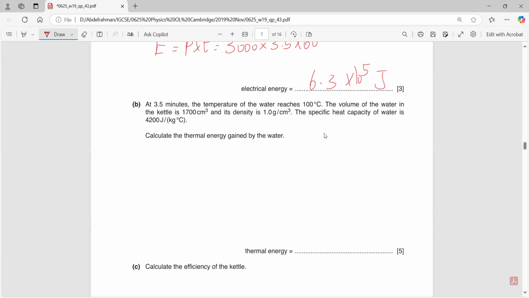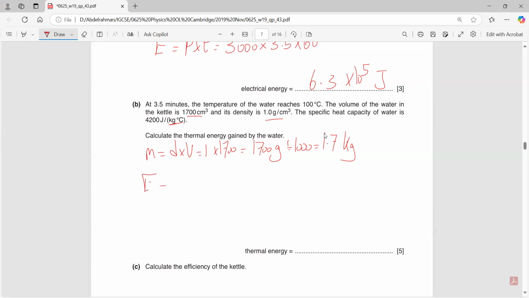Can I find the thermal energy gain? E equals mc delta T. Do I have the mass? No, but I can find the mass because you have the volume and you have the density. So mass equals density times volume. So 1 times 1,700, which is 1,700 grams. You need to convert these grams into kilograms, divided by 1,000, which is 1.7 kilograms.